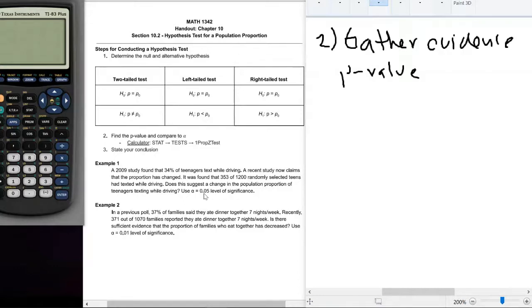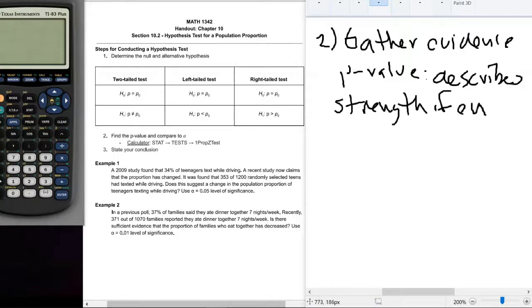So the alpha level is typically set by a supervising or managing team. They're usually the ones that set the alpha level. Suppose that we're given 5% room to make a mistake in our conclusion, okay? P-value, what this does is it describes the strength of evidence, okay? So here, this describes the strength of evidence.